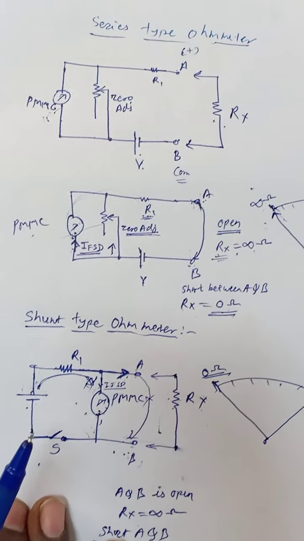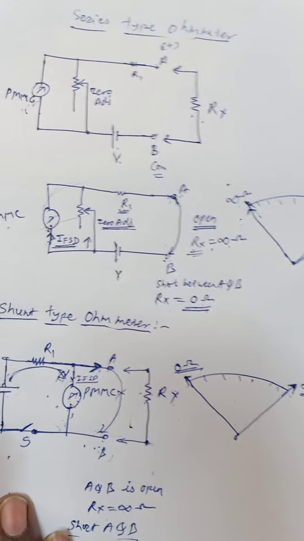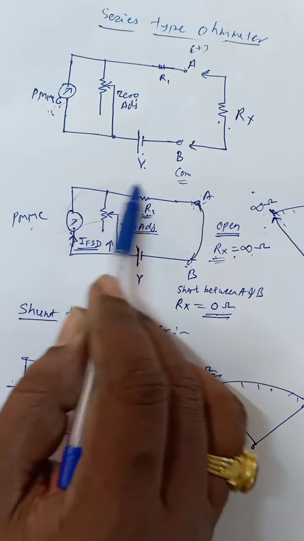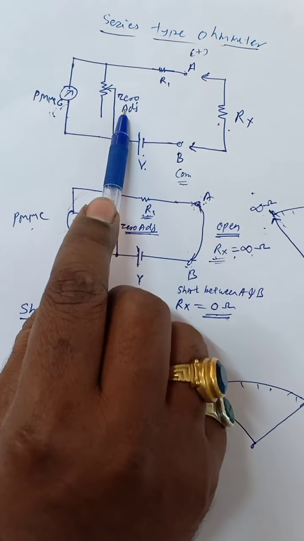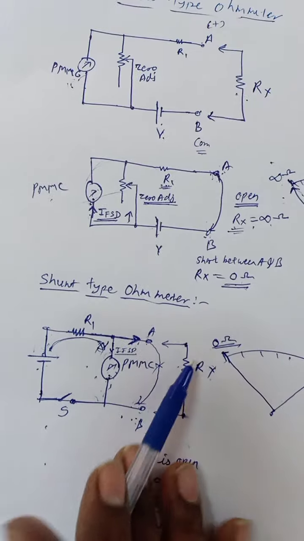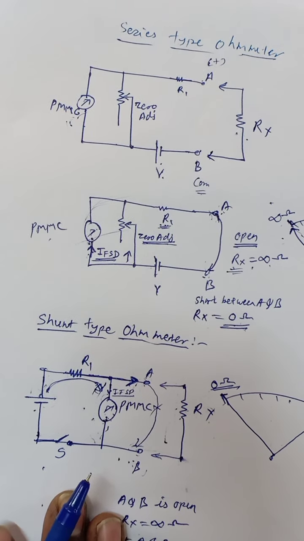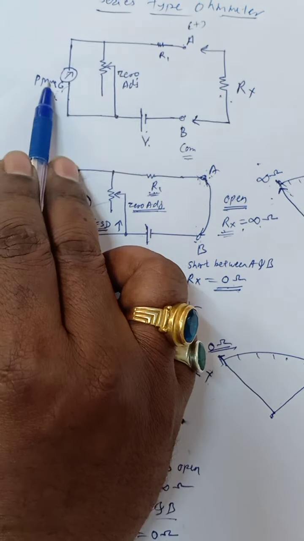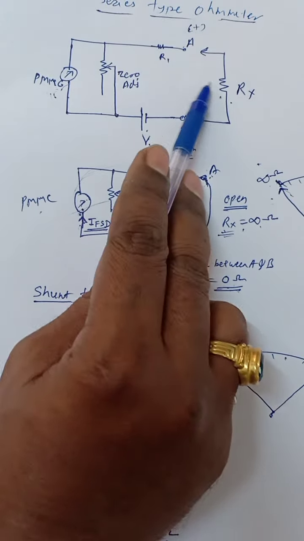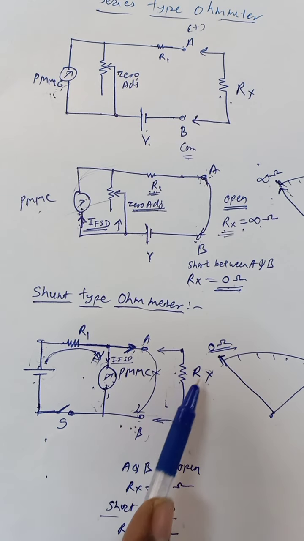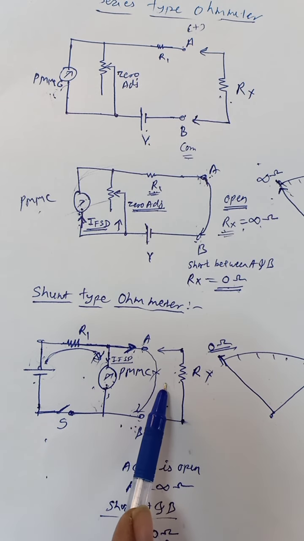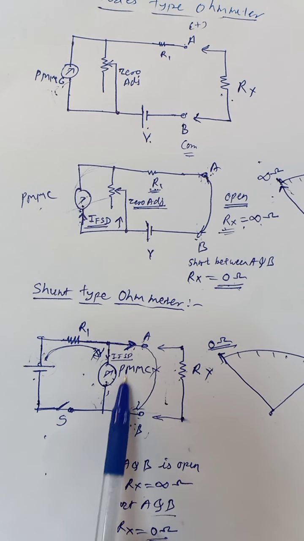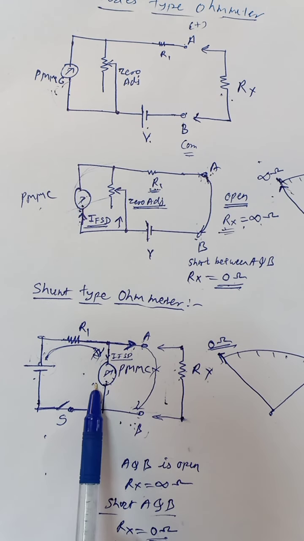So this is the series type and shunt type ohm meter. You can observe the difference between these clearly. In the series type ohm meter, these three are connected in series, and there is a zero adjustment. We don't require zero adjustment in a shunt type. So you can differentiate these two meters. The first difference is that in the series type, the voltage source, PMMC and unknown resistor are connected in series. Here in the shunt type, the voltage source, PMMC and unknown resistor are connected in parallel. So we require a zero adjustment in the series type ohm meter, and we don't require zero adjustment in the shunt type ohm meter.